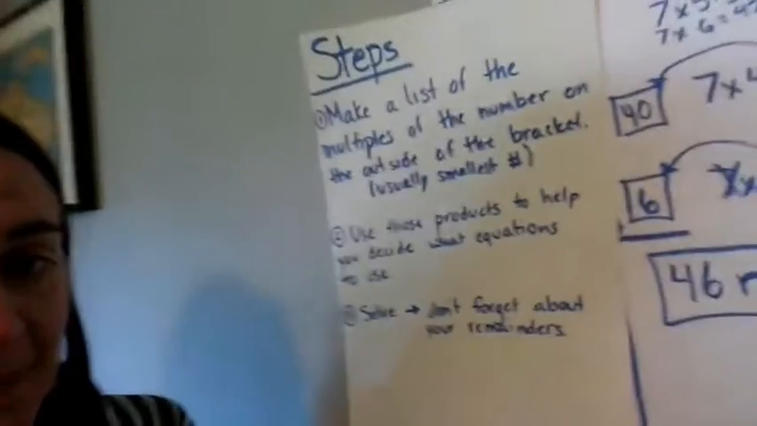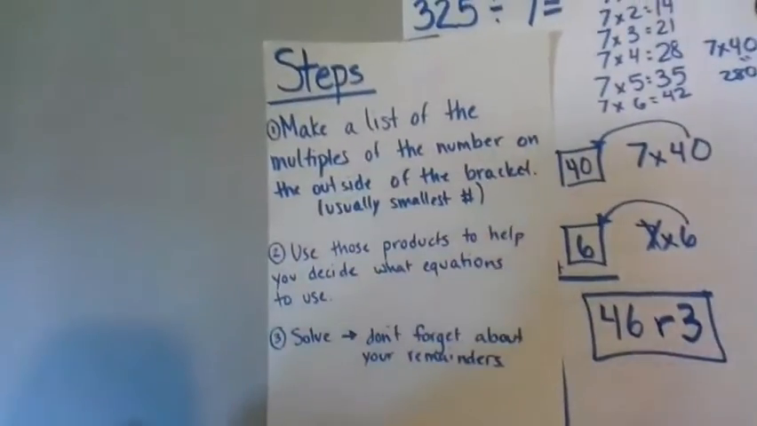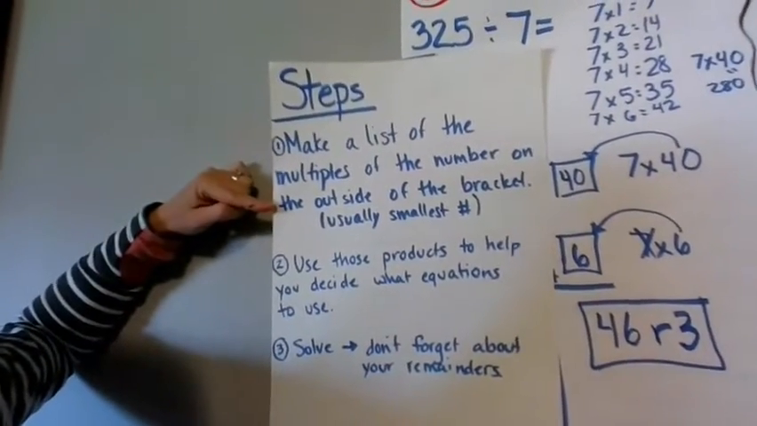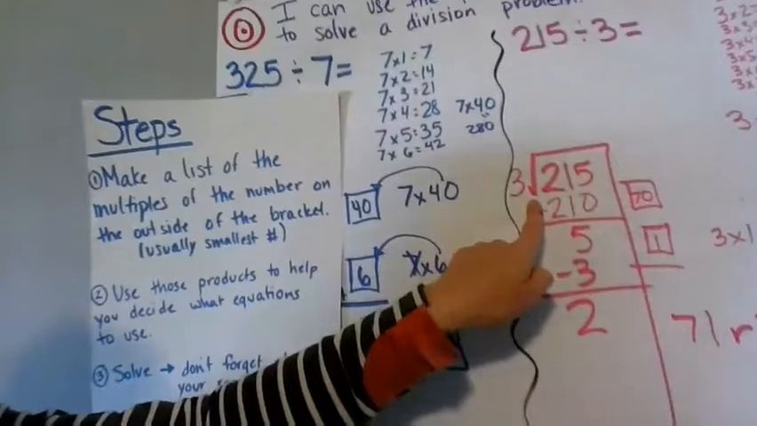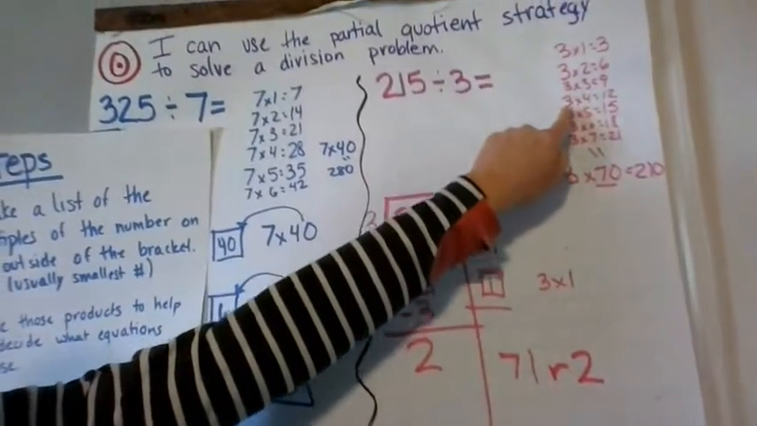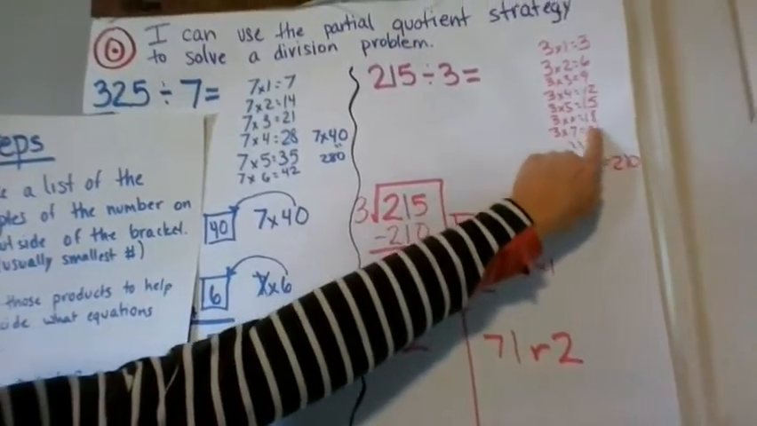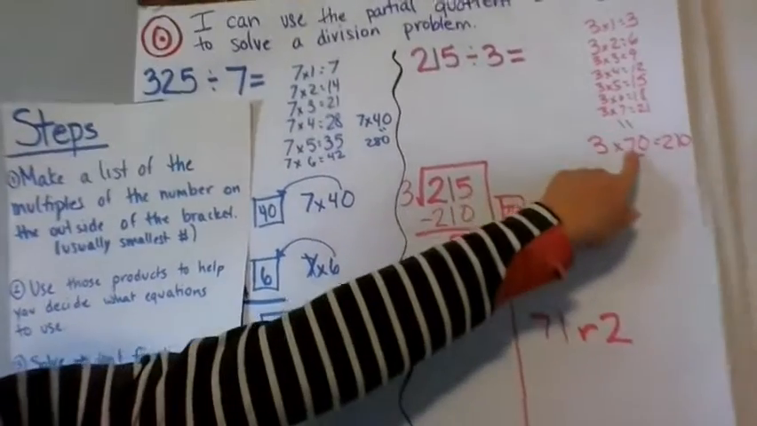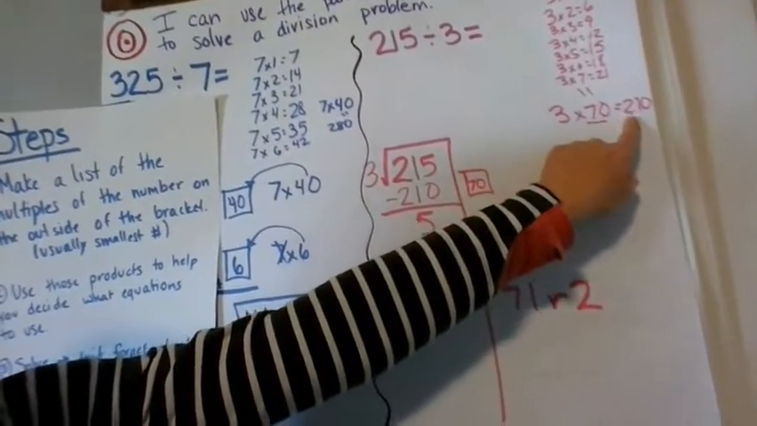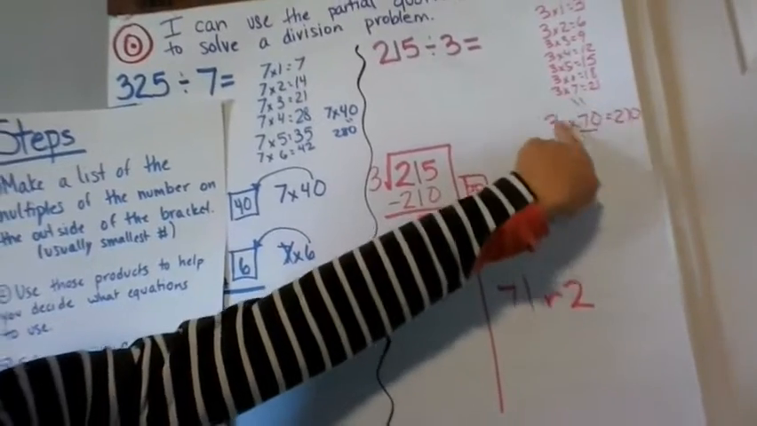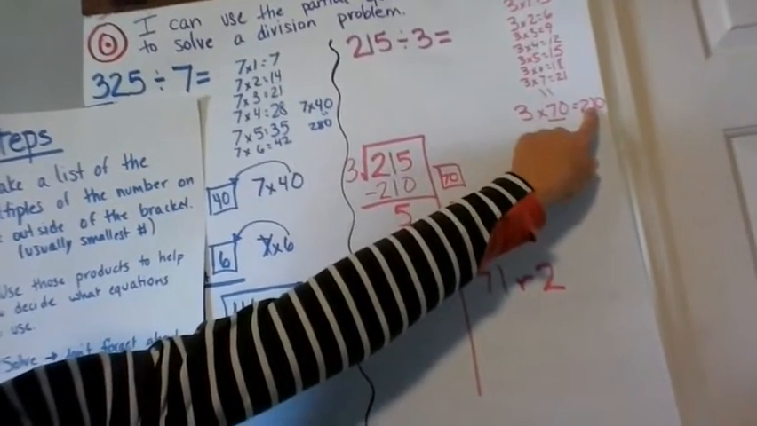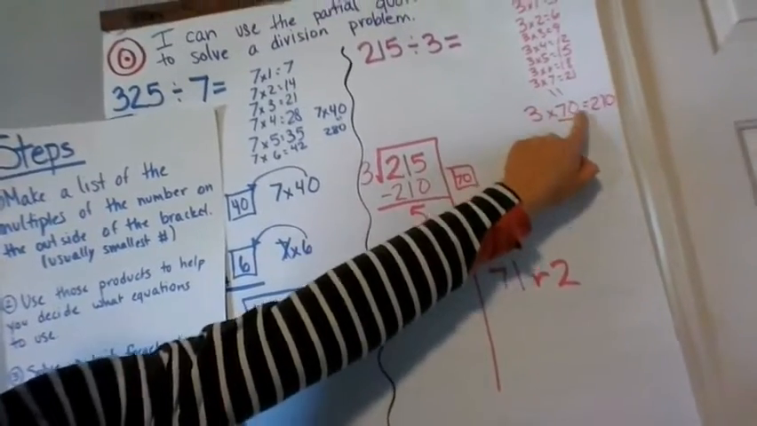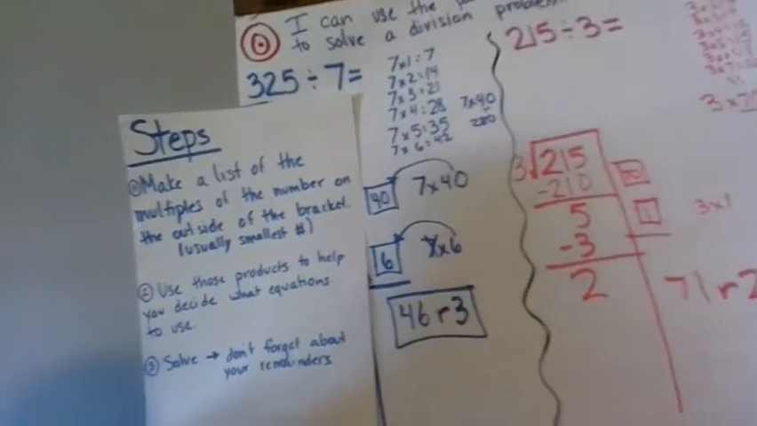So think about these steps when you're solving your problems today for partial quotient strategy. Make a list of the multiples of the number on the outside of the bracket. So when we had 3 on the outside, we made a list of all the factors of 3 until we got a number that was close to these beginning 2 numbers. That helped us use the power of 10 rule. We knew that 3 times 7 was 21, so we knew that 3 times 70 was 210. We just added a 0, just like we added a 0 to the 7 here to make it 70. That helped us solve that problem super fast.